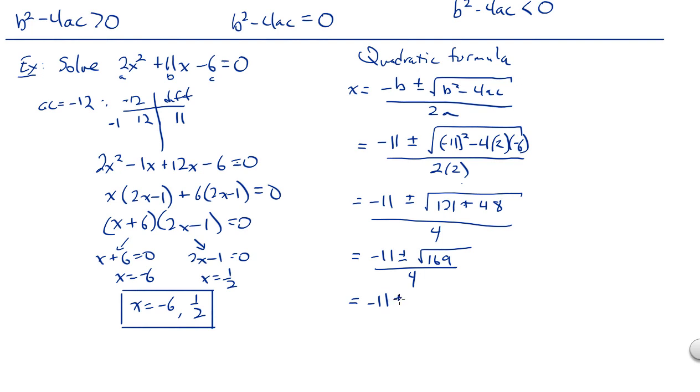This is negative 11 plus or minus the square root of 169. 169 is a perfect square, it's 13 squared, so this is 13 over 4. So now we have negative 11 plus 13, which is 2 over 4, and negative 11 minus 13, which is negative 24 over 4. Simplify those, you get 1/2 and negative 6.